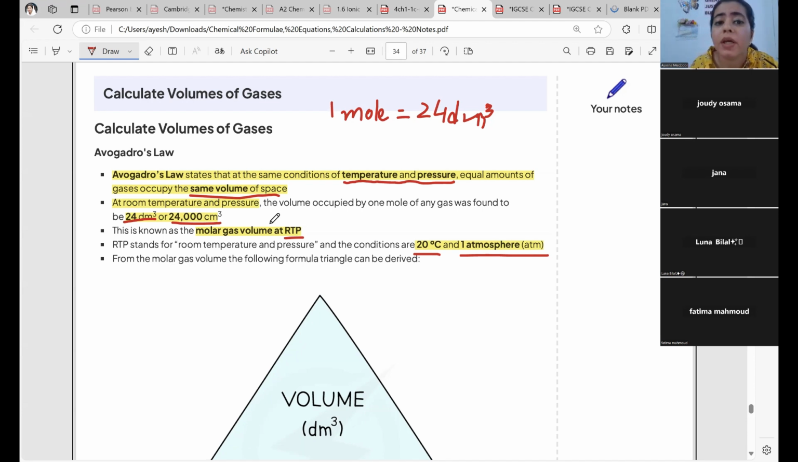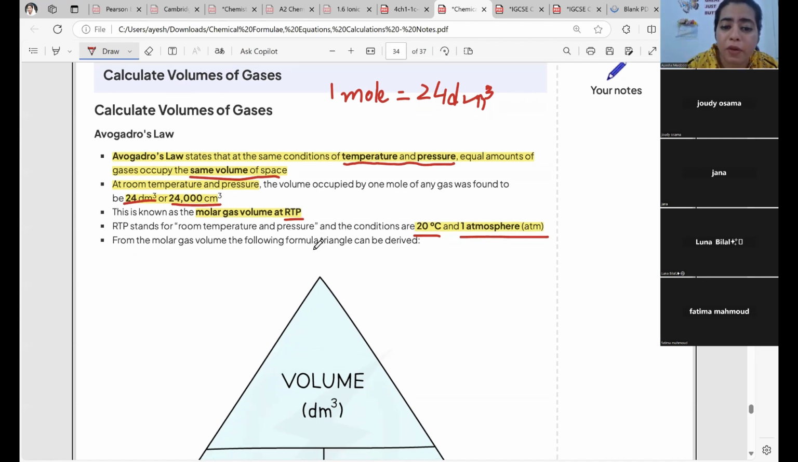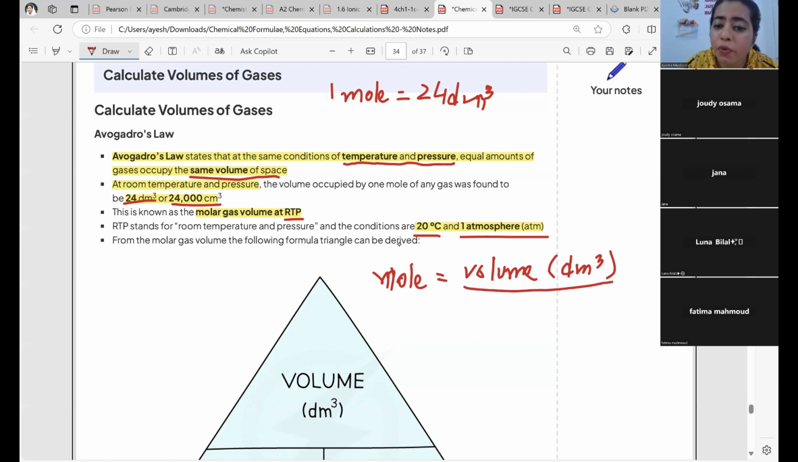Okay, now we can have a formula. If you want to find the moles of any gas, you don't know how many moles are there. You know 1 mole is 24 dm cube, but how many moles are there? If you want to find the moles, we have one more formula of the moles, and that is moles is equal to volume of gas in dm cube divided by 24 dm cube.